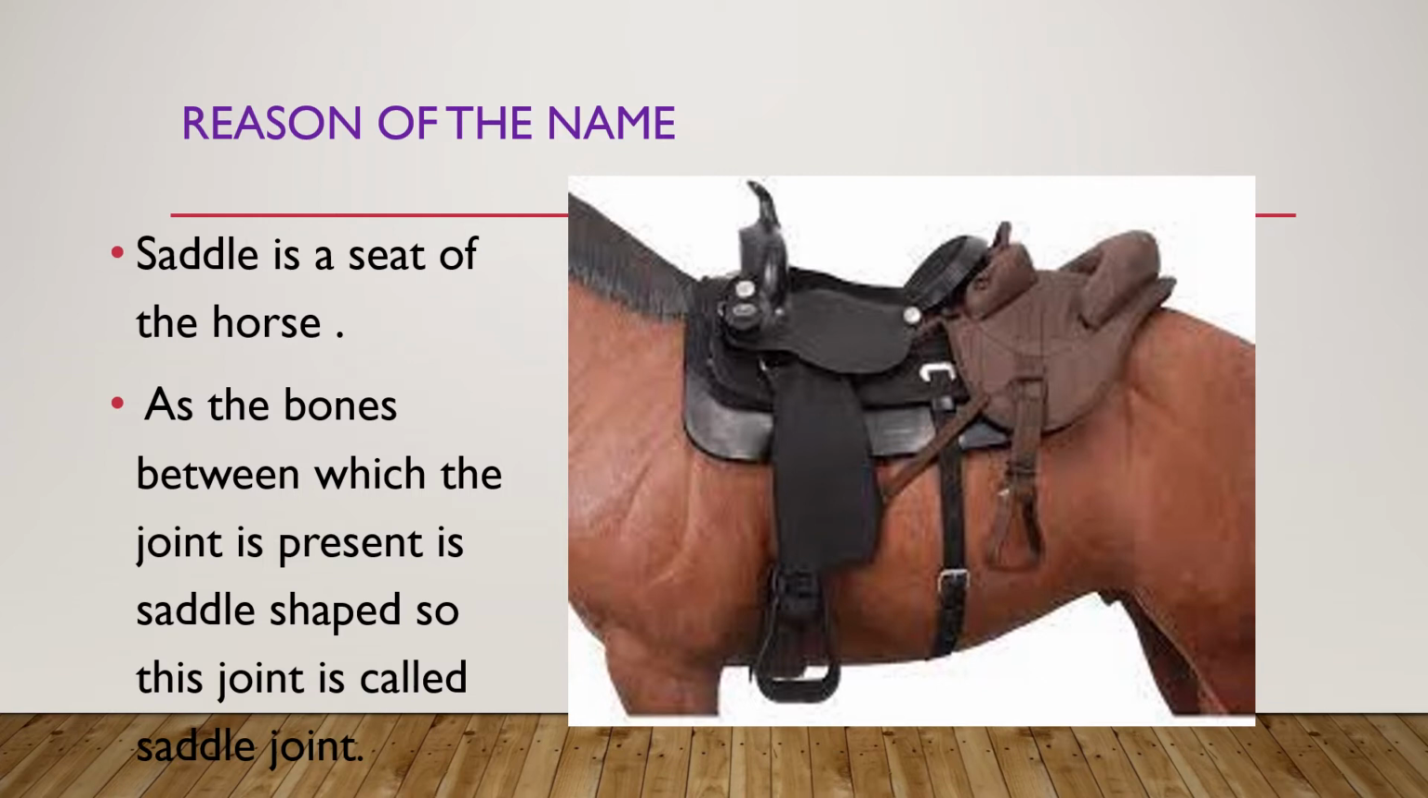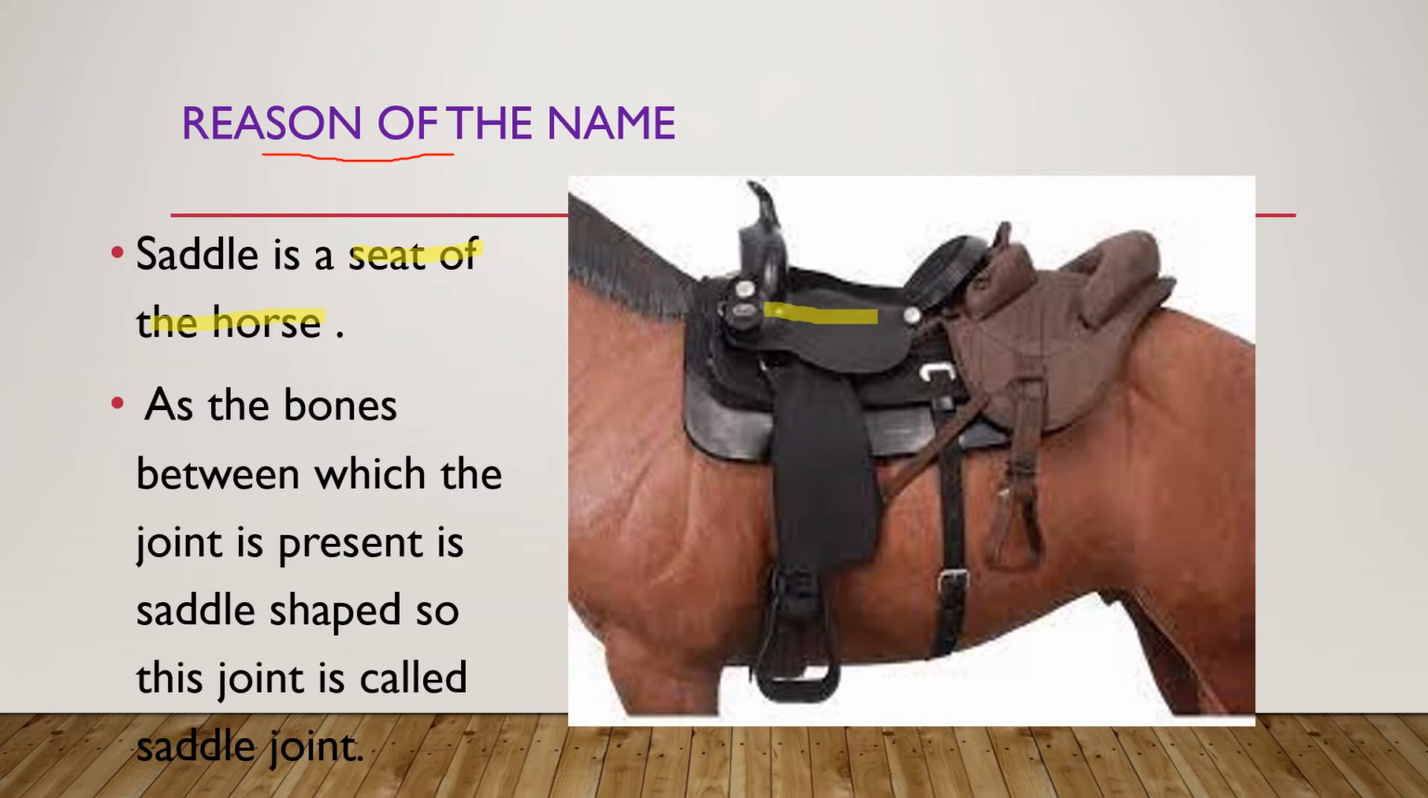The second thing you have to know about the saddle joint is the reason for its name, that is, why the saddle joint is called saddle joint. You know that the saddle is the seat of the horse. Here in the diagram you are seeing this seat, and this seat is called a saddle. The shape of this saddle is the same as the shape of the bones that are present along the saddle joint.